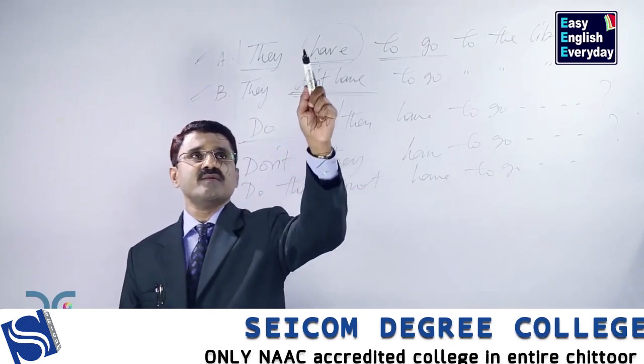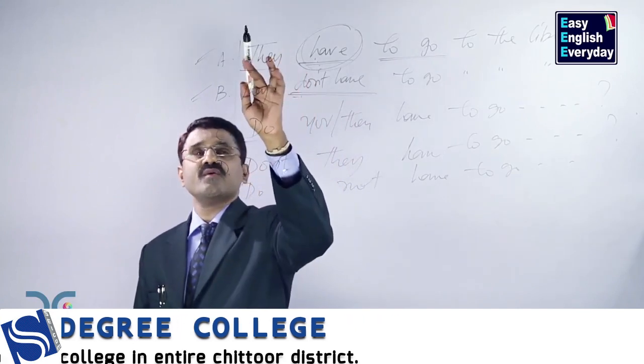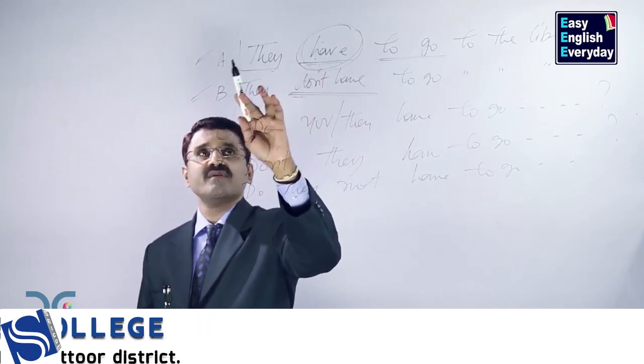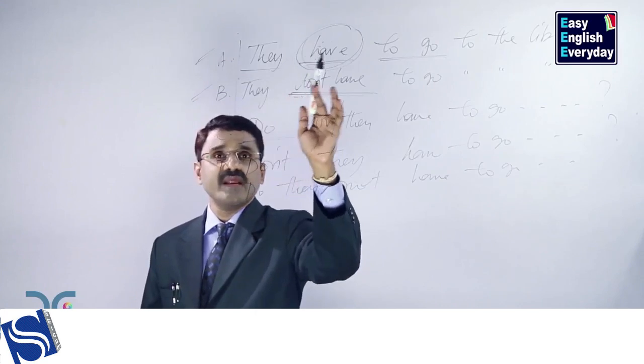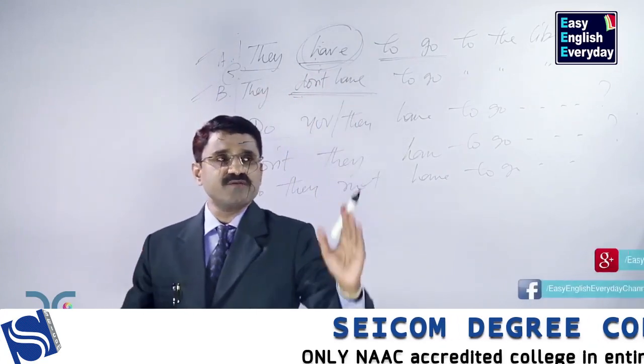Now, once again, I'll tell you, this is have. It indicates present tense. And here you can use I have, we have, you have, they have, any plural noun have. You can use it for 5 people. So these 2 are fixed.